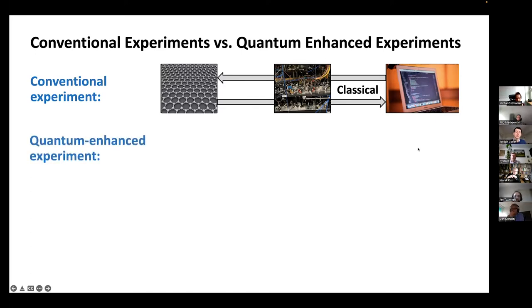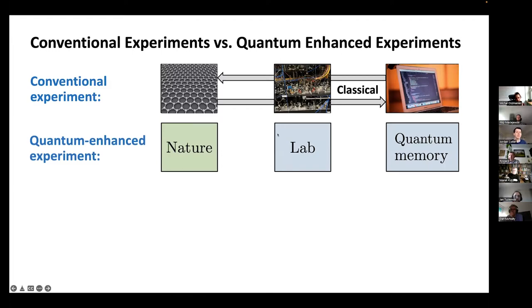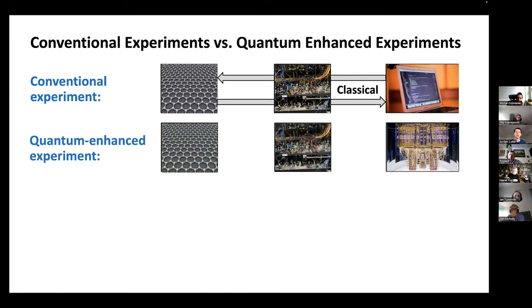Now, let me contrast this with a more interesting possibility, which superficially looks similar. We have nature and the lab, but now we have the possibility of a quantum memory, which we can think of maybe more appropriately as a full-fledged quantum computer. So here we still have our graphene, we have our experimental apparatus, but now we have a full-fledged quantum computer. And what's different about this type of experiment is that now we do not mandate that the information that is transmitted between our computer and our apparatus be classical, it can be fully quantum.